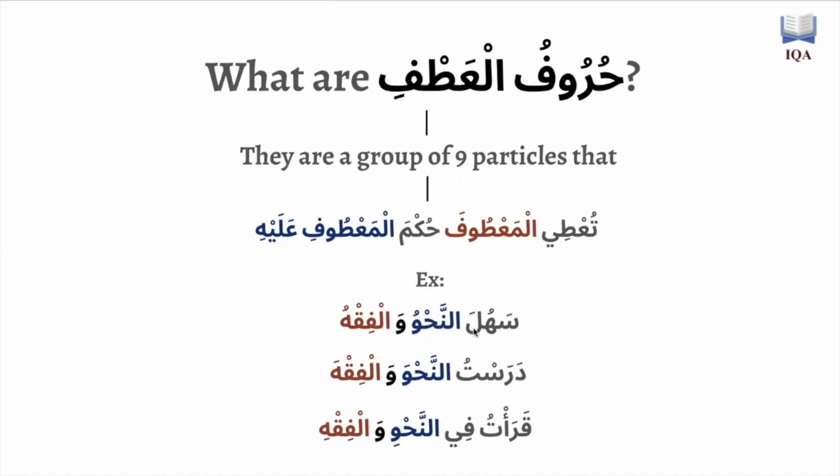So if the ma'tuf alayh is marfu', sahwa al-nahwu wal-fiqhu, it's also going to be marfu'. And if the ma'tuf alayh happens to be mansub, darastu al-nahwa wal-fiqha, the ma'tuf is also going to be mansub. And if the ma'tuf alayh happens to be majrurun, qara'tu fi al-nahwi wal-fiqhi, it's also going to be majrurun. So the harf al-ataf, which is wow here, and its 9 friends, if you will, or 8, is always going to give the ma'tuf, the noun that comes after it, the same exact i'rab as the ma'tuf alayh, the noun that comes before it.